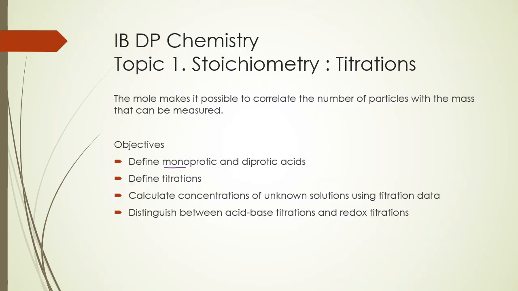We talked about monoprotic and diprotic acids. HCl is an example of a monoprotic acid. It just has 1 proton, 1 hydrogen. Diprotic would be something like H2SO4 because it has two hydrogens, 2 protons. We talked about titration, that experimental technique for us to figure out the concentrations of unknown solutions. We did some math with some titration data. We talked about both acid-base titrations and redox titrations. Both of them require a color change to let us know that we're done.